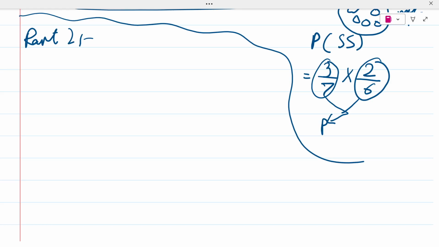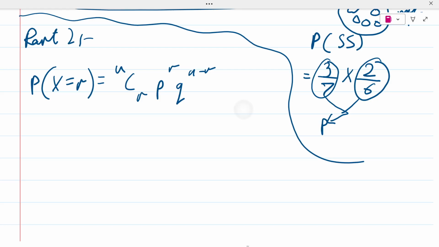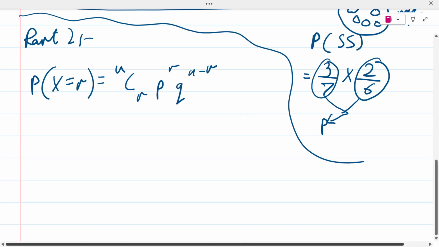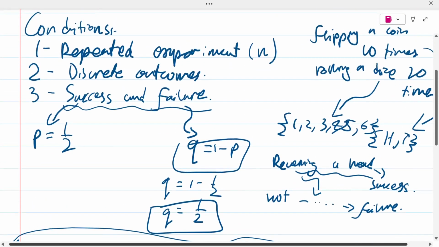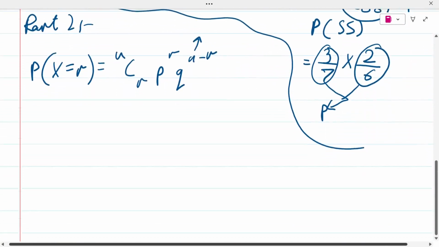And that is P(X = r) equals nCr p^r q^(n-r). I'm going to explain what these symbols mean in a second, right? Now, you already know what P and Q is, right? P is the probability for success, Q is the probability for failure, N is the total number of times the experiment is being repeated, like we said 10 times or 20 times or anything like that, okay?